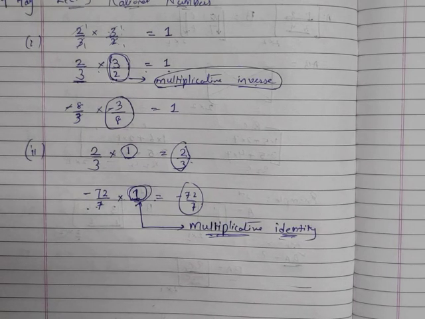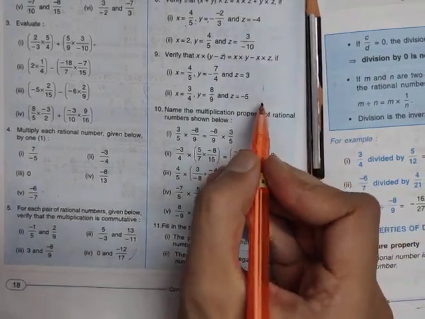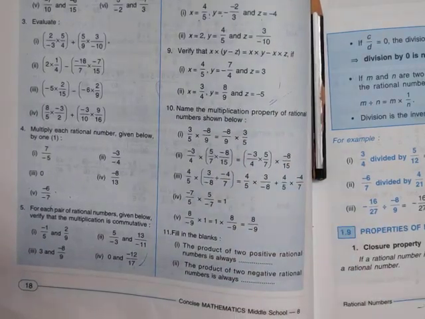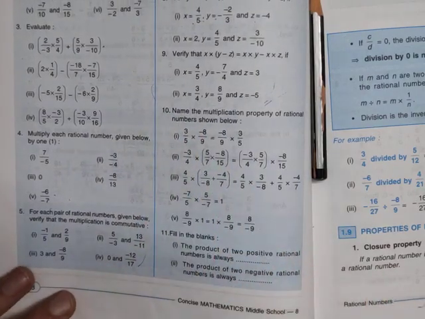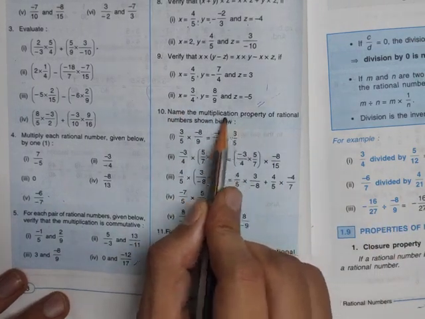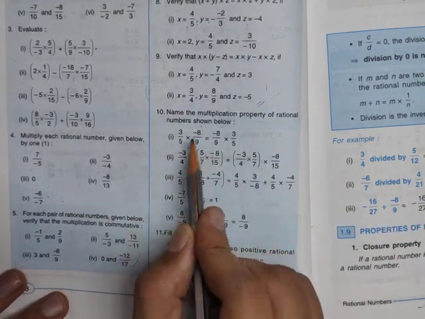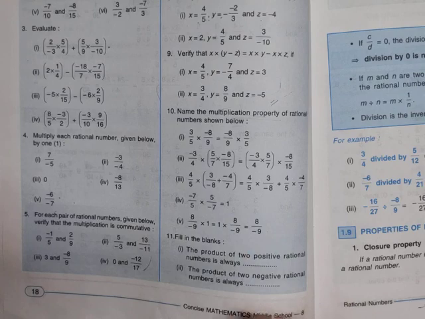Now let's go ahead. If you recall, in our last lecture, what we have covered, till this 9th question. Now it's time we go for the 10th one. I'll ask you, okay? Let's begin. Name the multiplication property of rational numbers shown below. In the first one, which property do you think they have applied? Let's observe together.